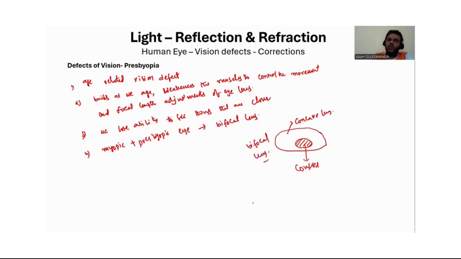So the old age people, right? For example, they already have myopic eye defect. That means they wanted concave lens. So they must be wearing concave lens.